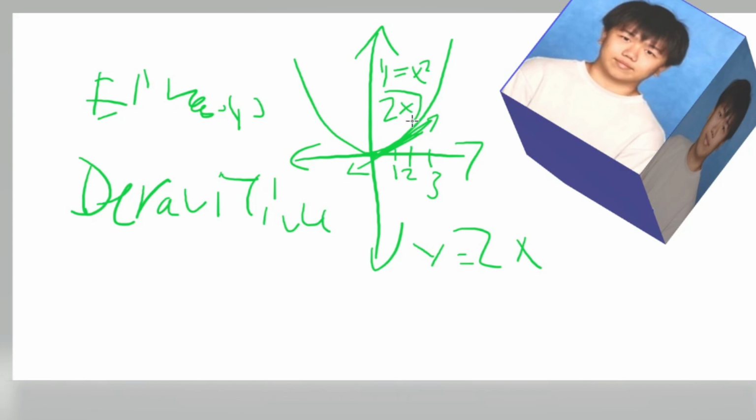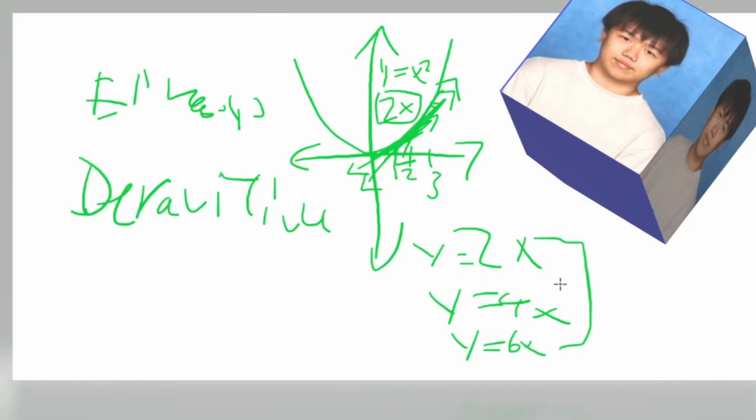But don't mistake it with this 2x. At 2, the equation of the line with that slope would be y equals 4x. And then at 3, it'd be y equals 6x. And we see the rate of change of the slopes in each line is 2. So therefore, the derivative is 2x.